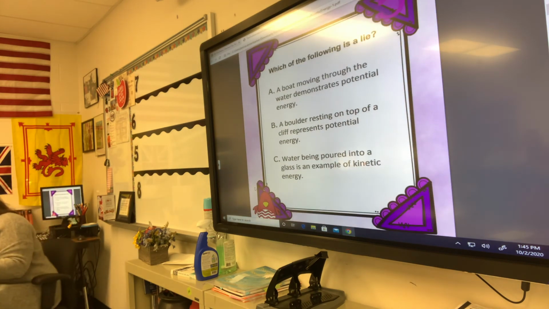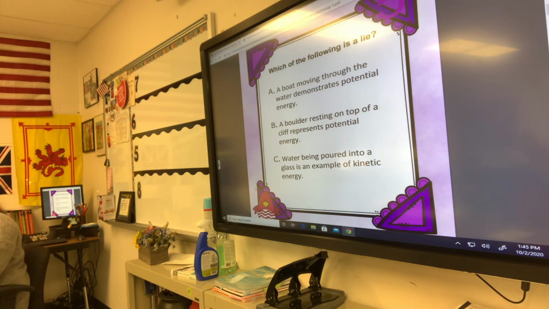Number 5. Anybody have the answer to that? Someone I haven't heard from yet? Good, Kamani? Yeah. Okay, so a boat moving through the water demonstrates potential energy. It doesn't represent or demonstrate that. What does it demonstrate? Kinetic. Yeah, kinetic energy. Perfect. Okay.